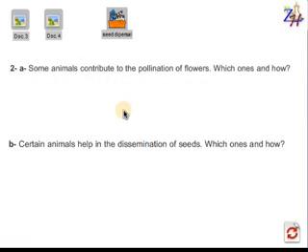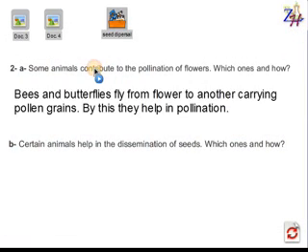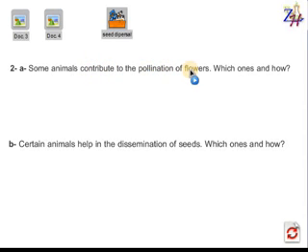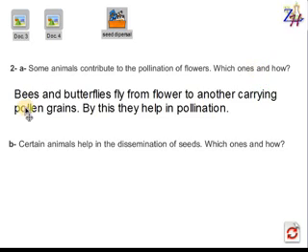Let's answer the question now. Some animals contribute to the pollination of flowers. Which ones and how? We see that bees and butterflies fly from one flower to another, carrying pollen grains. By this, they help in pollination, as we said.